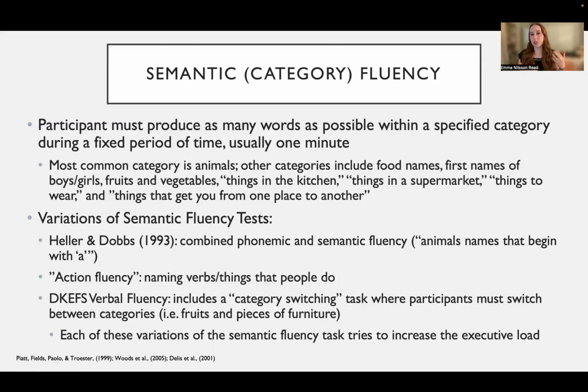The D-KEFS verbal fluency tests also include a category switching task where participants need to switch between categories. So I'll say, tell me as many fruits and then as many pieces of furniture as you can think of, and go back and forth. So give me a fruit, then a piece of furniture, then a fruit, then a piece of furniture. And each of these variations just tries to increase the executive load, because that tells you something else about the cognition that's happening in these participants.